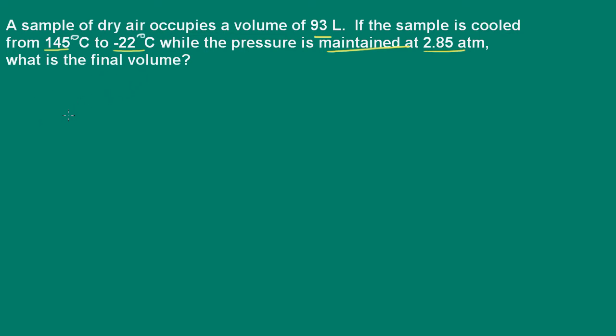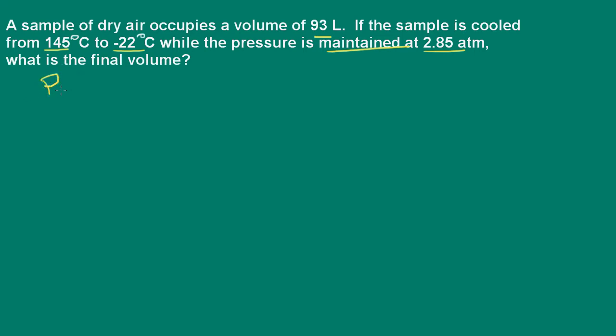Well, sometimes students have a difficult time trying to decipher when to use the combined gas law or the ideal gas law. The combined gas law is used when there is a change involved. It tells us here the sample is being cooled from 145 degrees to negative 22 degrees Celsius. So in this case, we're going to use the combined gas law.